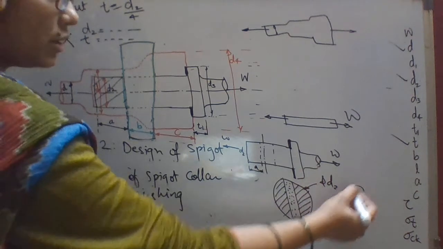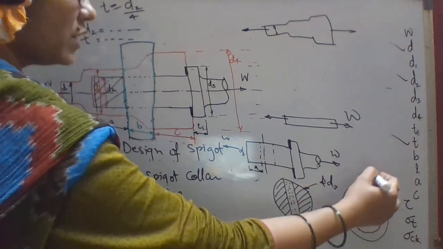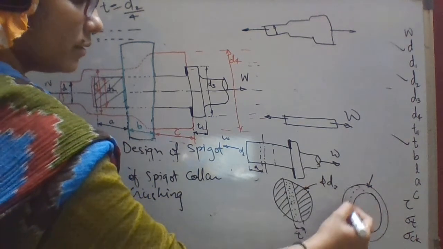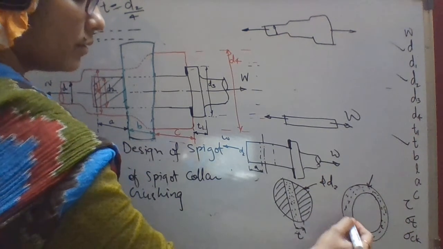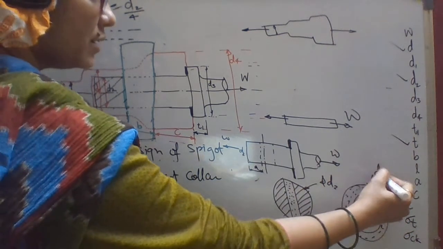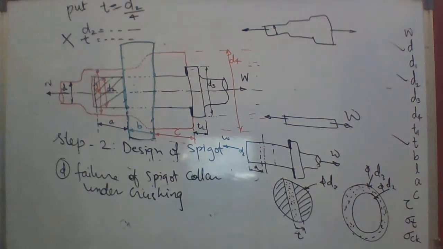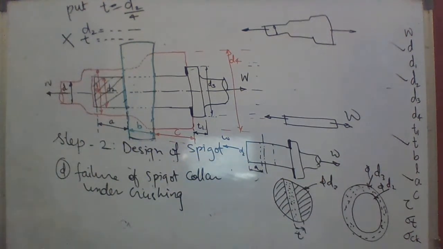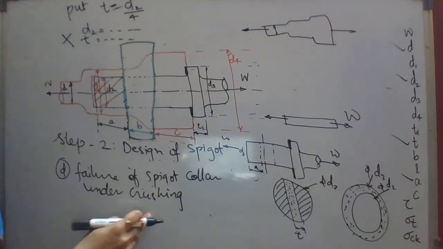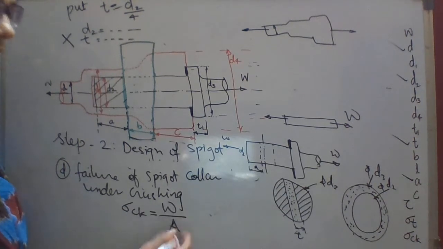This is D2. I can draw that diagram also here. This ring is under crush, its outer diameter is D3 and inner diameter is D2. Okay, in previous steps we have already received A also, so I forgot to tick this. Okay. So this is crushing stress. I'll write sigma Ck is equal to W upon area under crush.